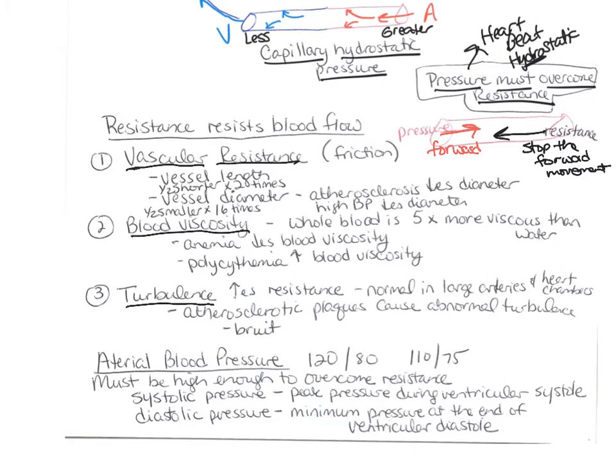So vascular here is telling us that this resistance is because of the blood vessels themselves. The blood vessels cause friction on the blood. There's two things that can cause this vascular resistance. One is because of the vessel length, and the second one is because of the vessel diameter. So let's take a look at the vessel length first.